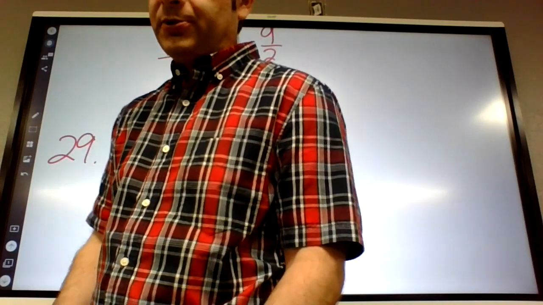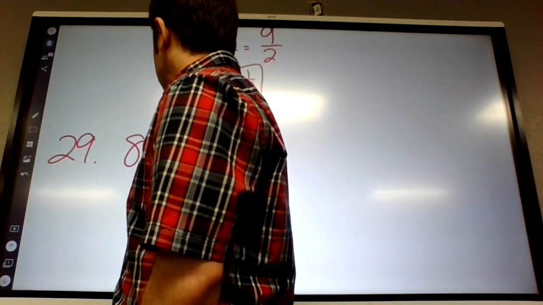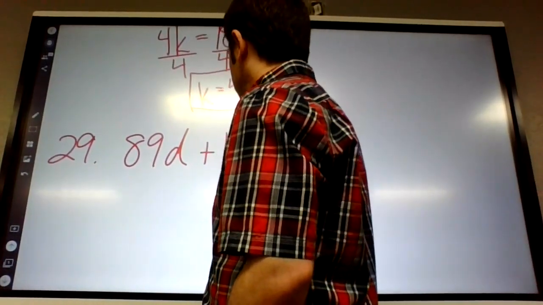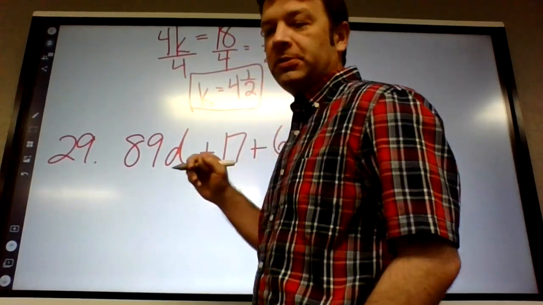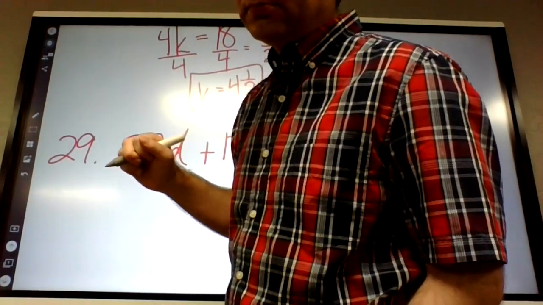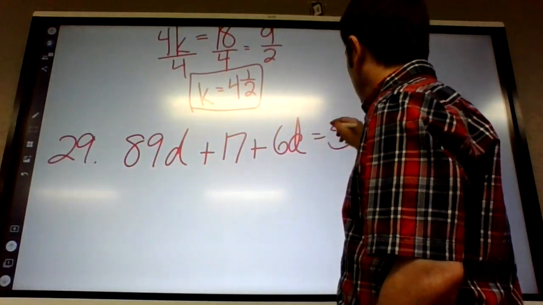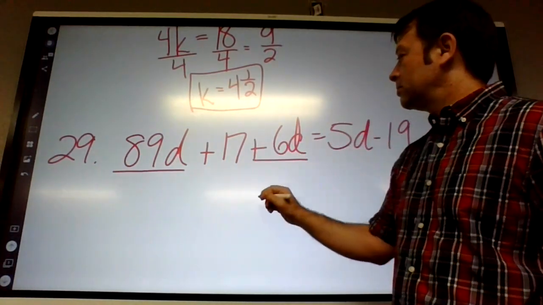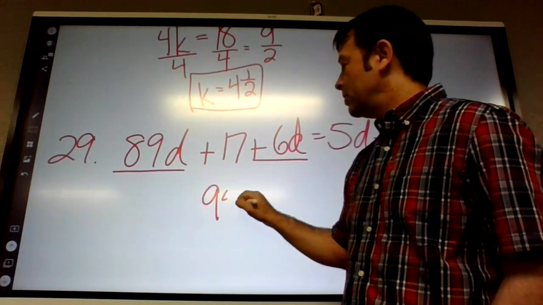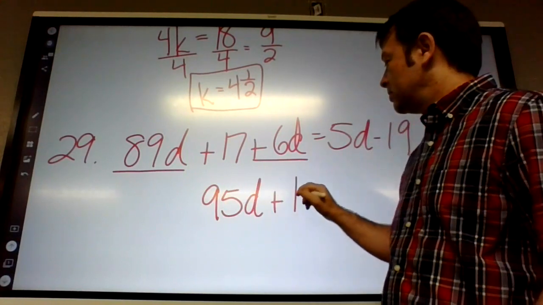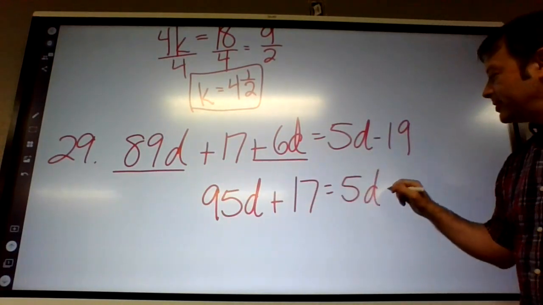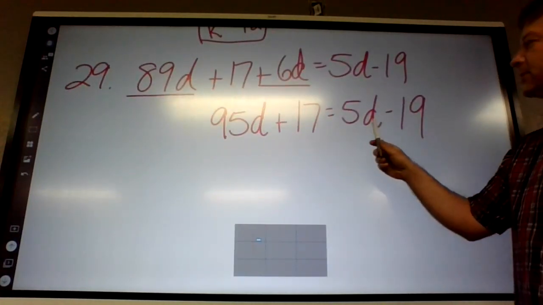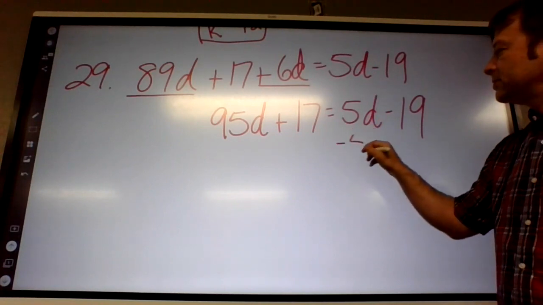Devin, what should we do first on 29? Add like terms, so 89 plus 6d is 95d. Yep, put the like terms together, now what? Do the opposite because it's past the equal sign. So that'd be minus 5d, which would be 90d.